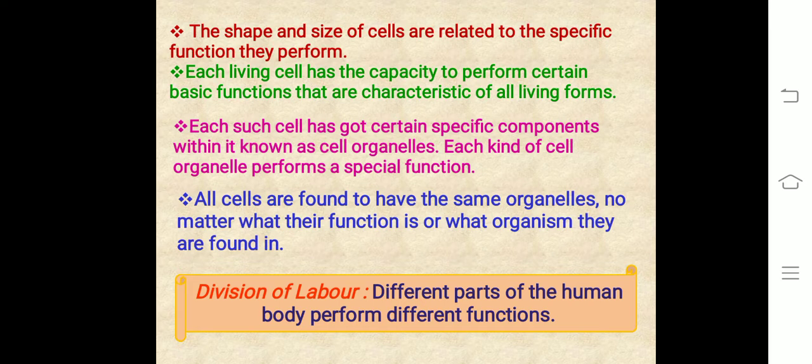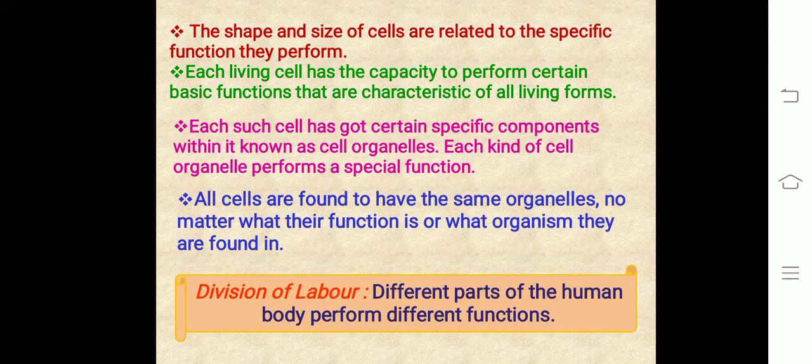We know that there is division of labor in multicellular organisms like human beings. What is division of labor? It means that different parts of the human body perform different functions, like we have a heart to pump blood, a stomach to digest food, and so on. Similarly, division of labor is also seen within a single cell.